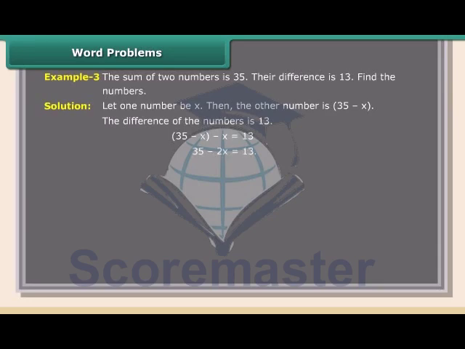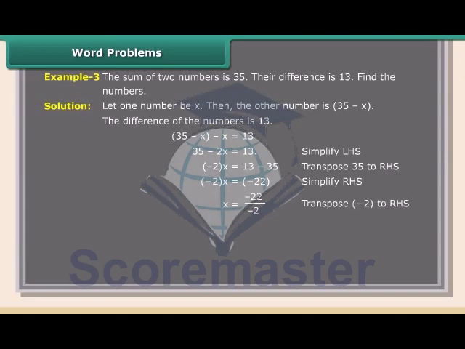x minus (35 minus x) is equal to 13. 2x minus 35 is equal to 13. Simplify LHS. Transpose 35 to RHS. 2x is equal to 13 plus 35, which is 48. Simplify RHS. Transpose 2 to RHS. x is equal to 24.